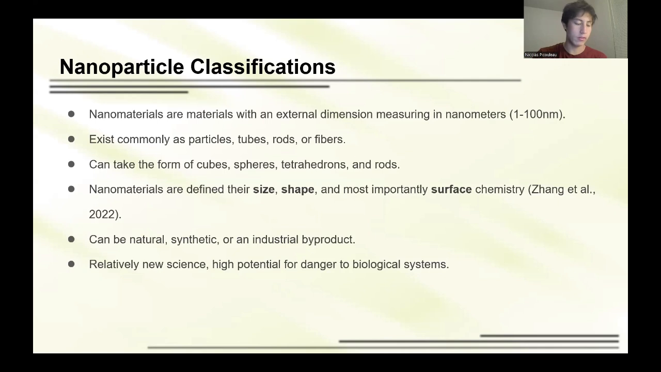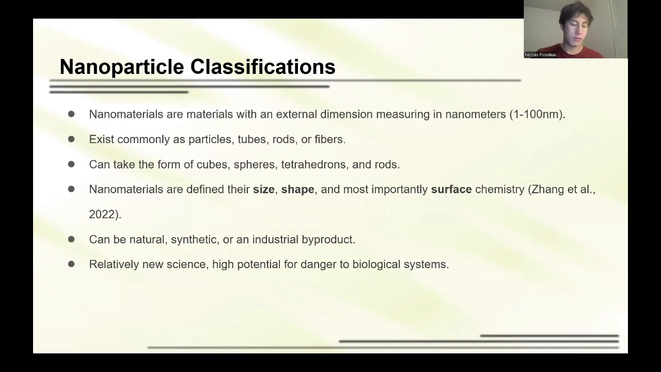Nanoparticle classification. So what defines a nanoparticle? Nanoparticles and nanomaterials are characterized by having at least one external dimension that is less than 100 nanometers long. For reference, that's 1 millionth of a millimeter. Most nanoscale materials are too small to be seen with even conventional microscopes. Again, a specialized microscope is required to properly study and manipulate nanomaterials.